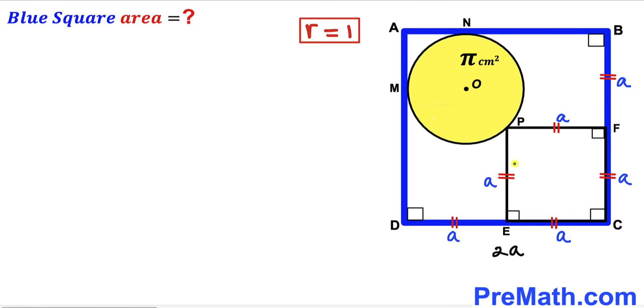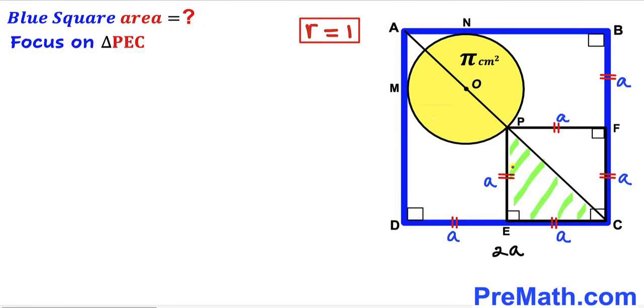And now let's make an observation. We can see that these segments are equal. Likewise these segments are equal as well. So therefore we conclude that this point P is at the center of this big blue square ABCD. And in this next step I have connected these vertices A and C, as you can see, such that all these points are collinear on this diagonal. And now let's focus on this right triangle PEC.